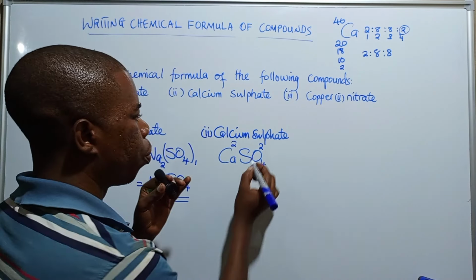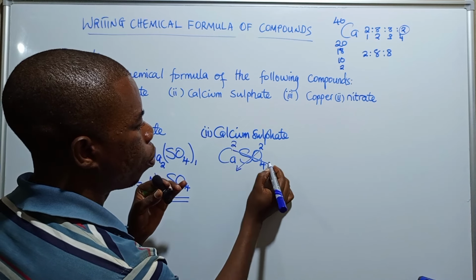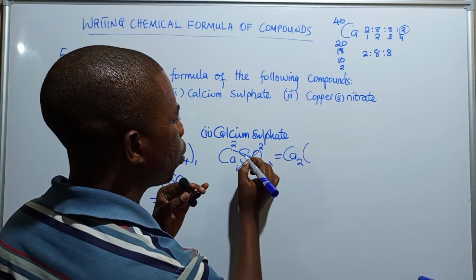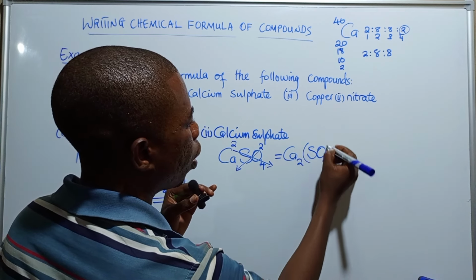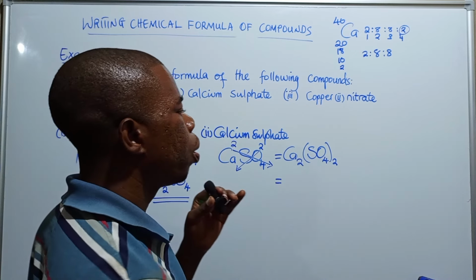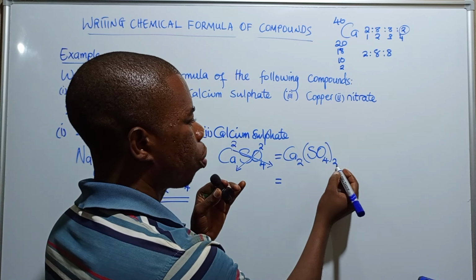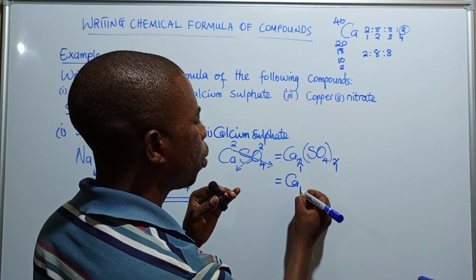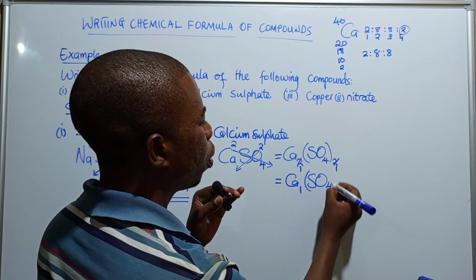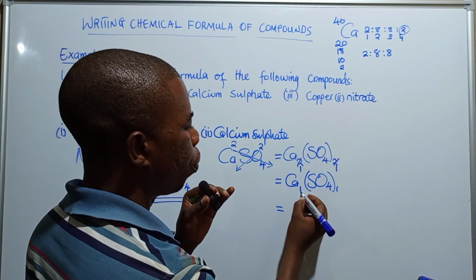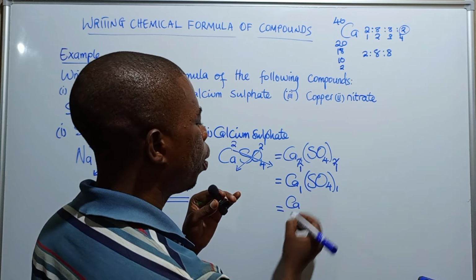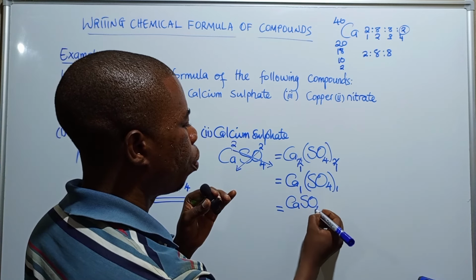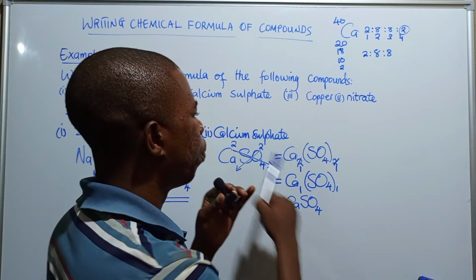After you do that, then you cross, the 2 comes here, and the other 2 also comes there. Then you say equals, which means calcium will have a 2 here. Then you say open brackets, then you have sulfate like that with a 2 there. Then you say equals. Because we have a 2 which is common, you can say 2 into 2, 1, 2 into 2, 1. So calcium has a 1, open brackets, sulfate has a 1 there. Then equals, you can ignore the 1 because it doesn't affect anything. So you have calcium like that, then here you ignore it. Once you ignore it, you remove even the brackets. So you have SO4. So this becomes the chemical formula for calcium sulfate.